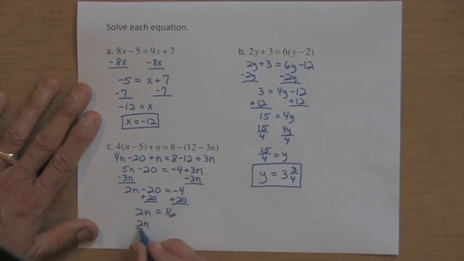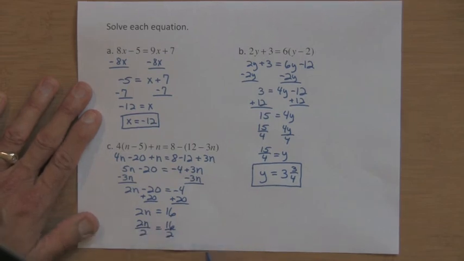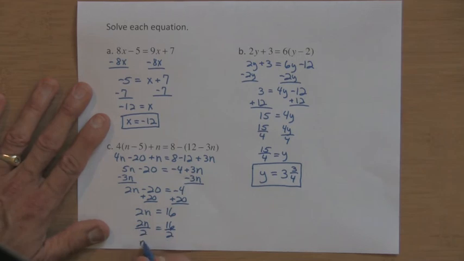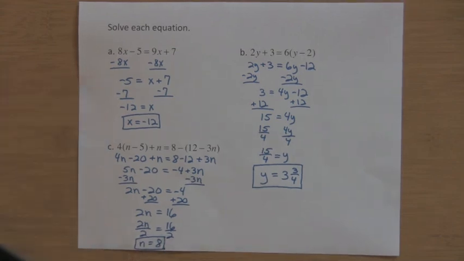Divide both sides by 2. And that gets n by itself. And if I divide 16 by 2, we get 8. So there's the solution to the last one. So that's the end of skill number 8.